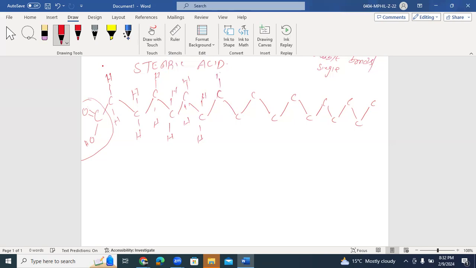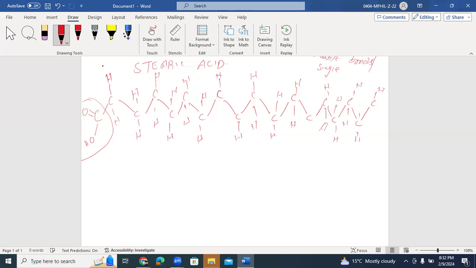So here you will observe one thing. The number of hydrogens will be greater. It means this fatty acid will generate the maximum amount of ATP. The longer the tail of the fatty acid, the more ATPs will be produced. This is our objective here, to understand how the number of hydrogen atoms will impact.